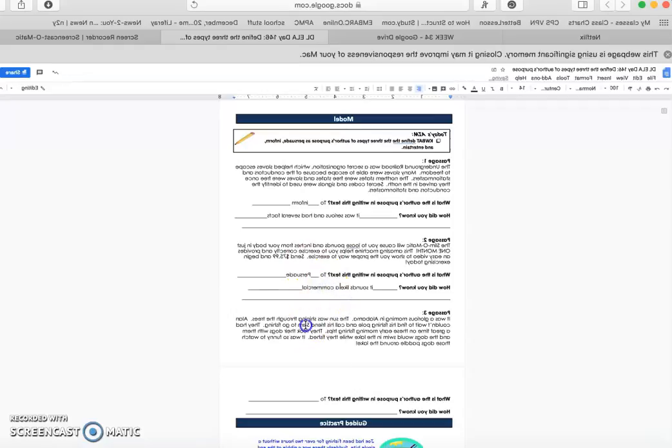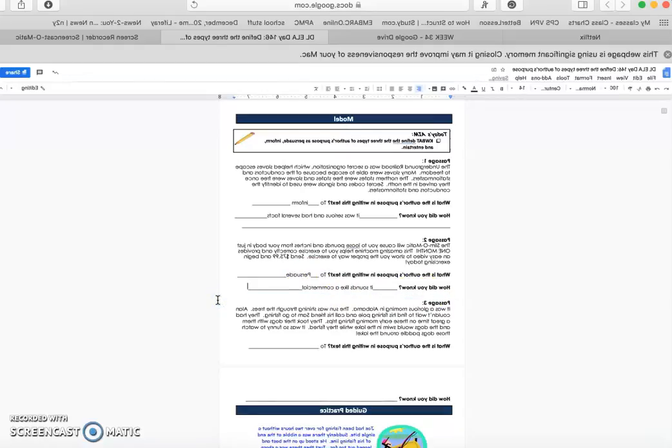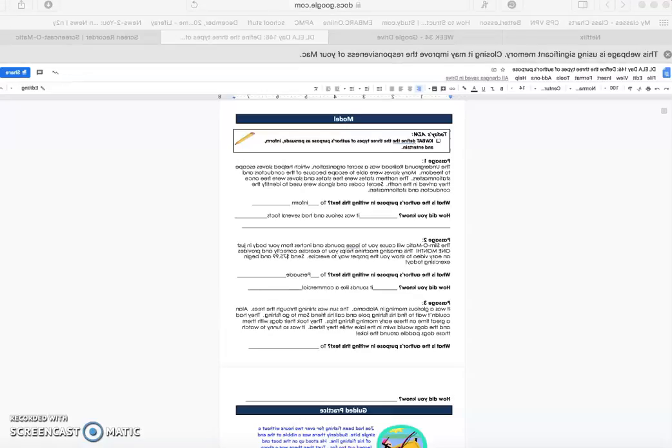Let me change that up. Passage number 3. It says, "It was a glorious morning in Alabama. The sun was shining through the trees. Alan couldn't wait to find his fishing pole and call his friend Sam to go fishing. They had a great time on these early morning fishing trips. They took their dogs with them, and the dogs would swim in the lake while they fished. It was so funny to watch those dogs paddle around the lake."